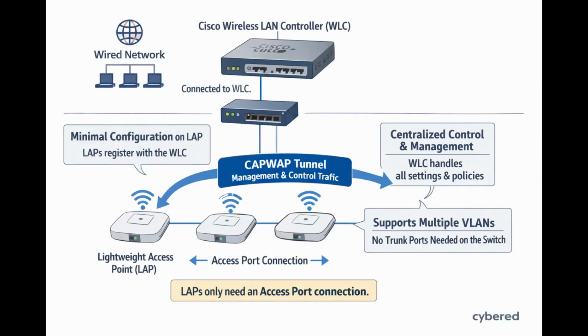Autonomous AP deployments are suitable for small networks, but as the number of access points increases, centralized management becomes essential. This is where lightweight access points and a Cisco wireless LAN controller are used. LAPs contain minimal local configuration and rely on the WLC for centralized control. A WLC is typically connected to the wired network via a switch, allowing LAPs to discover and register with it automatically. LAPs use a CAPWAP tunnel to communicate with the WLC, enabling support for multiple VLANs without requiring trunk ports on access switches. As a result, APs only need an access port connection.